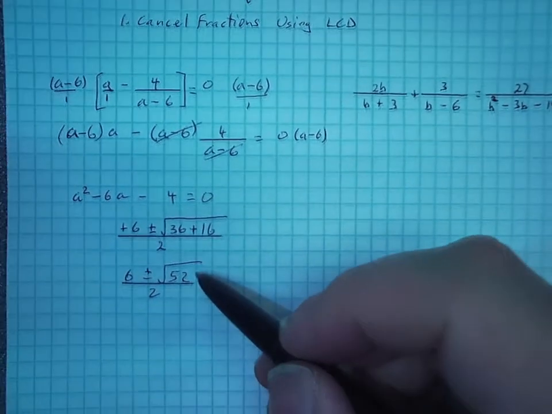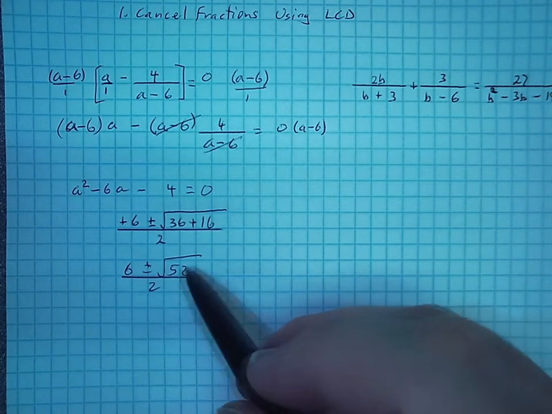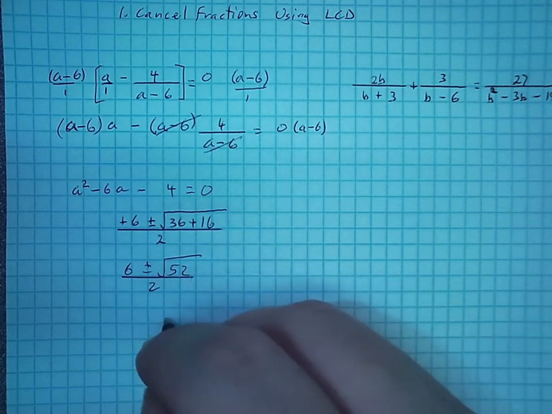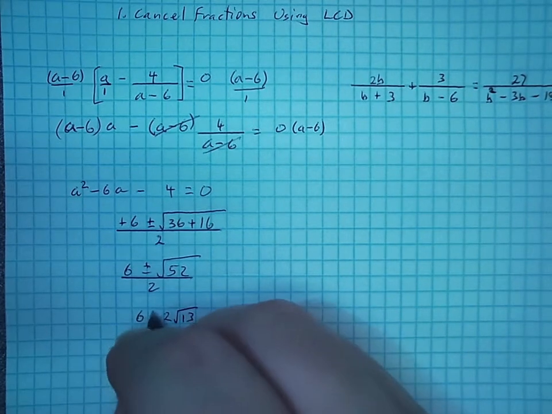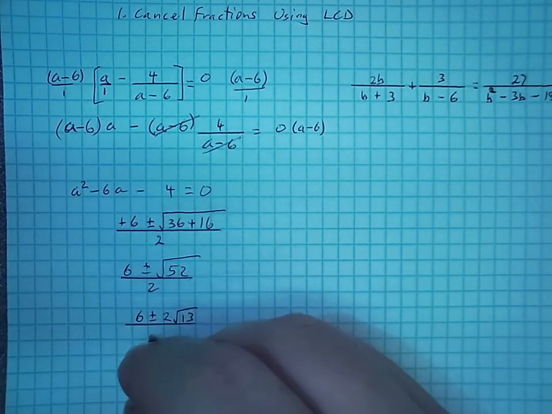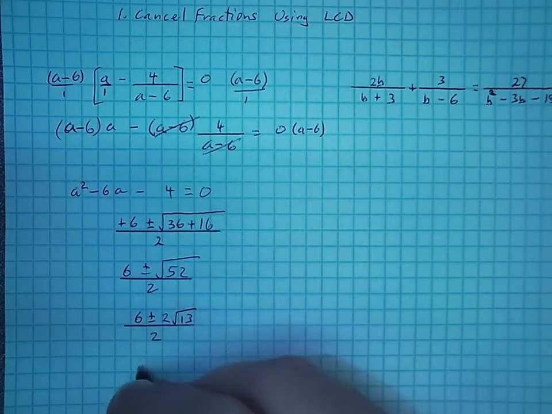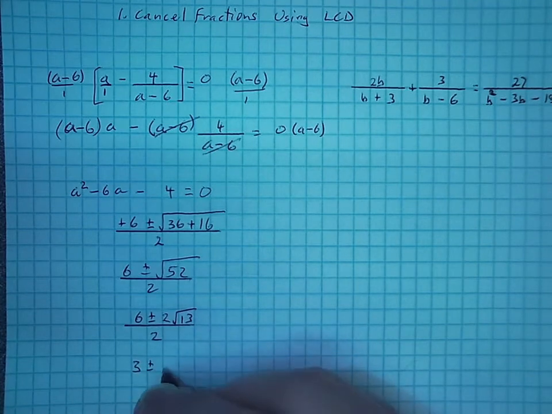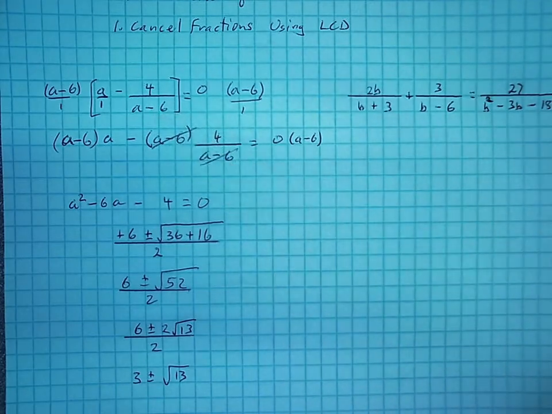To simplify the square root of 52, 52 is 2 times 26, which means it's 4 times 13. So the square root of 4 is 2. That leaves a 13 in the square root, which is good because those 2's will reduce. Now, if I'm going to reduce this, don't forget to divide both terms by the 2. So I end up with 3 plus or minus the square root of 13, which are the solutions to this equation.